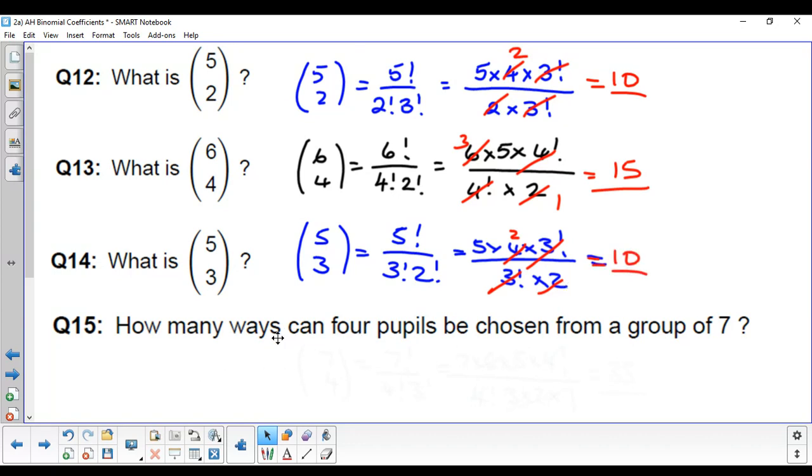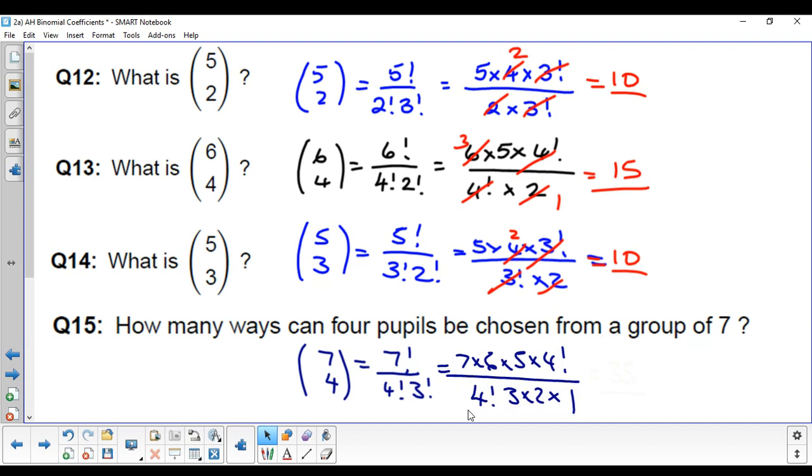What about a wordy one? How many ways can 4 pupils be chosen from a group of 7? That's 7 choose 4 then, which is 7 factorial over 4 factorial, and the difference is 3. 7 times 6 times 5 times 4 factorial. You notice that the 4s cancel down, and then you can also see that the 3s, 3 times 2 times 1 is 6, can cancel as well, okay? So what you're left with is 7 times 5, which is 35.